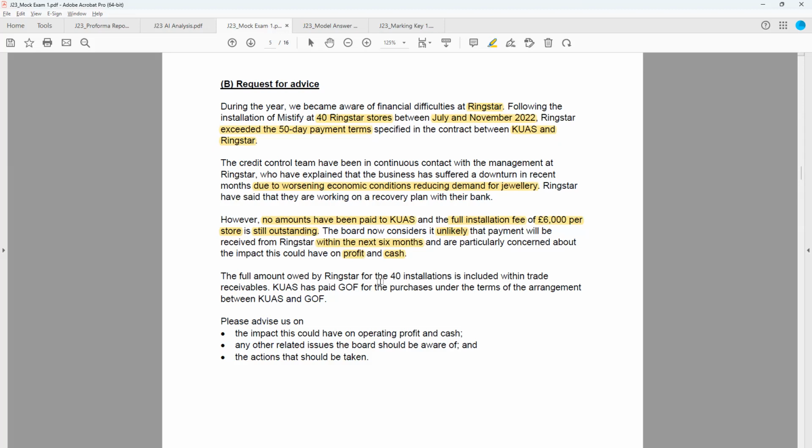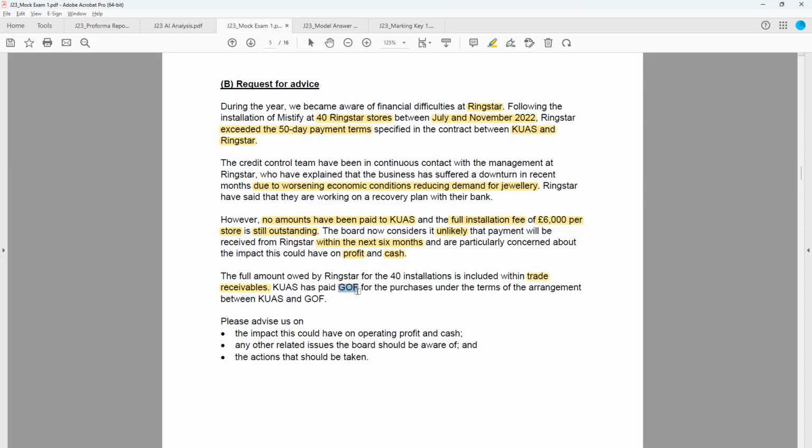So the full amount owed by Ringstar for the 40 installations is included within trade receivables. So obviously KUAS has gone and installed Mystify, expecting to be paid $6,000 per store, 40 stores, but the amount still hasn't been paid, and it's been in trade receivables now for a very long time. If that's between July and November, and we're now in June.